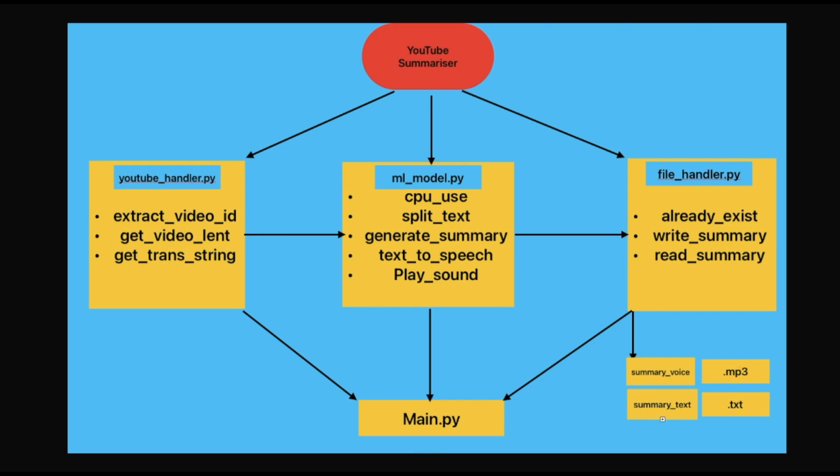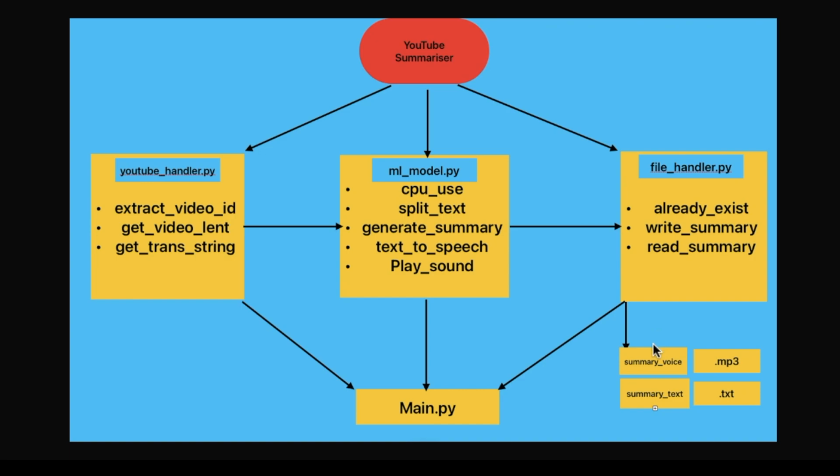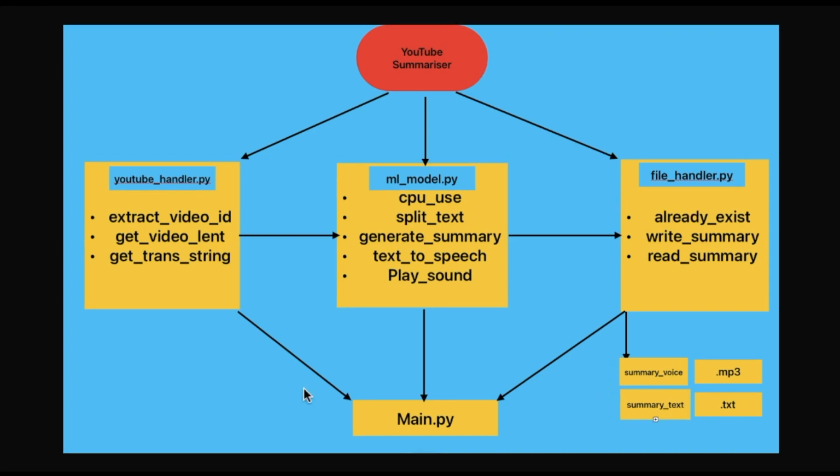Whenever the program runs, it will generate a sound file and a text file. The sound file will be stored in the summary-voice directory and the text file will be stored in the summary-text directory. The name of each file will be the same as the video ID, so it will be easy to differentiate between files, because each video has a unique video ID that we can use to create files.